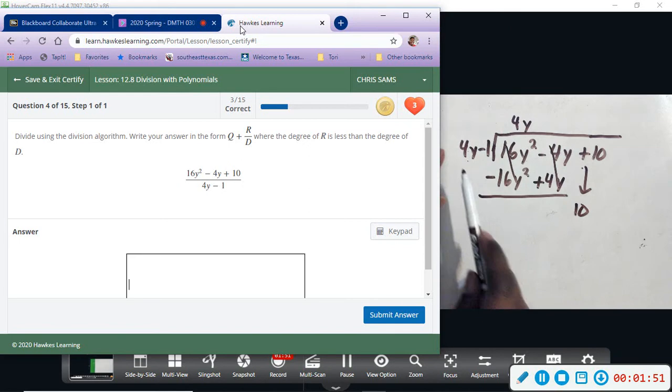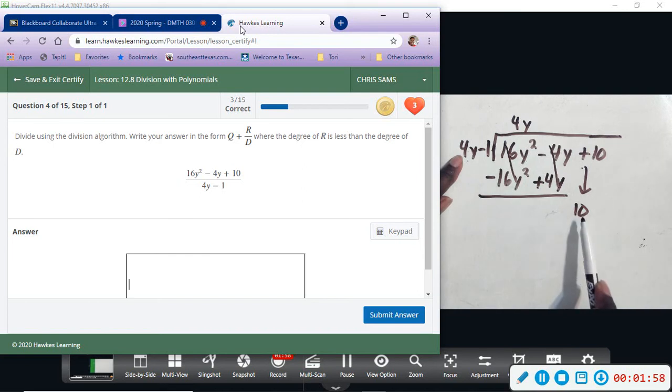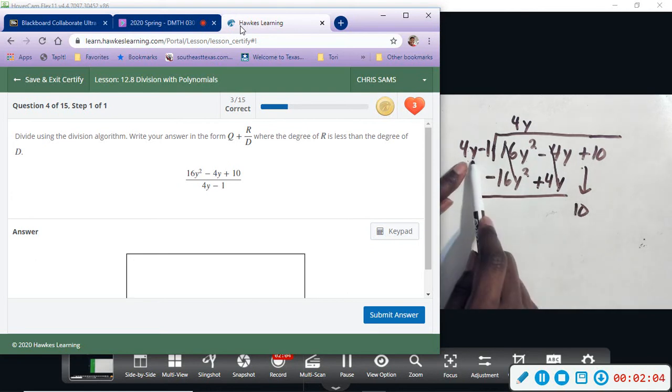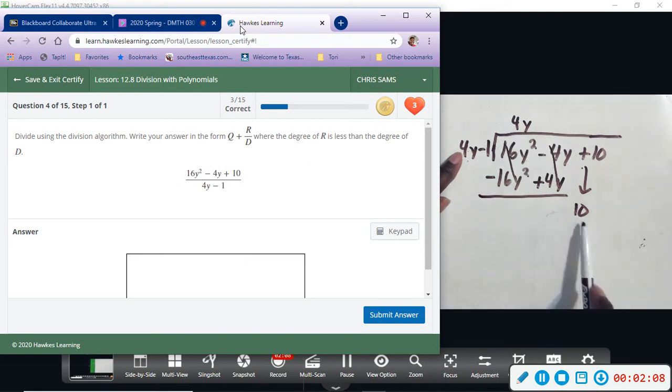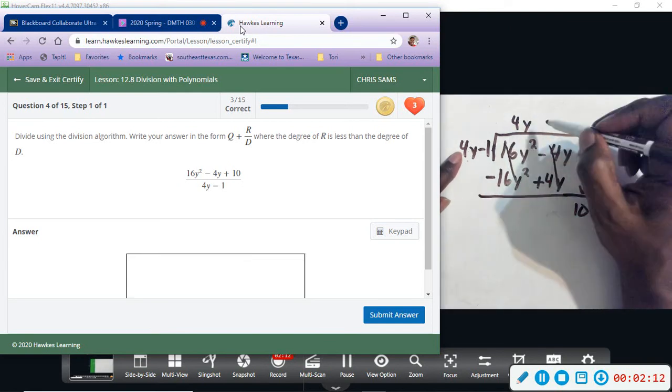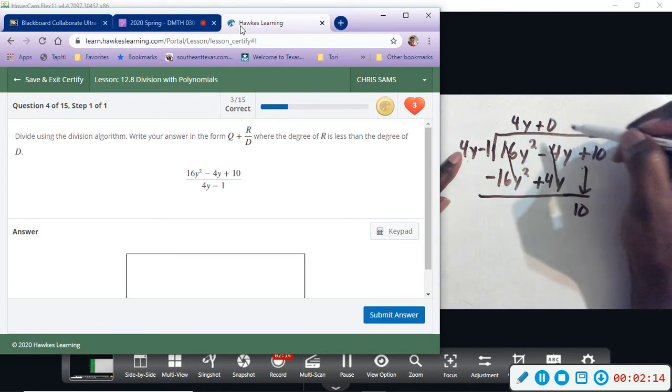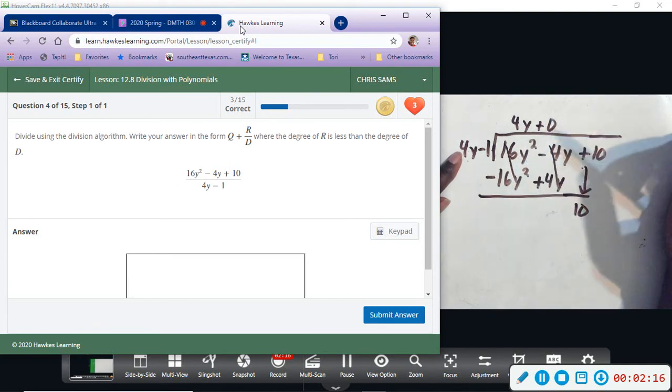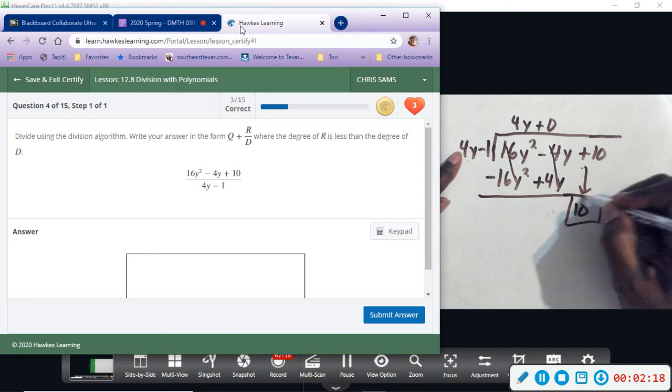Alright, there is nothing that I can multiply times 4y that will give me 10 because I can't get rid of a y. Multiplying will only increase the power of the exponent, won't decrease. So even if I just said 1, I'll still have a y here, which doesn't match. So we just have 4y. We don't have our constant term, so you can put the plus 0 or not, and then this 10 is going to be your remainder.